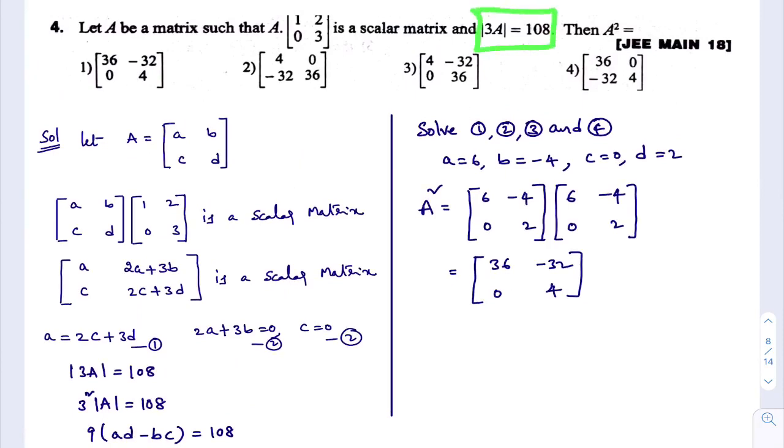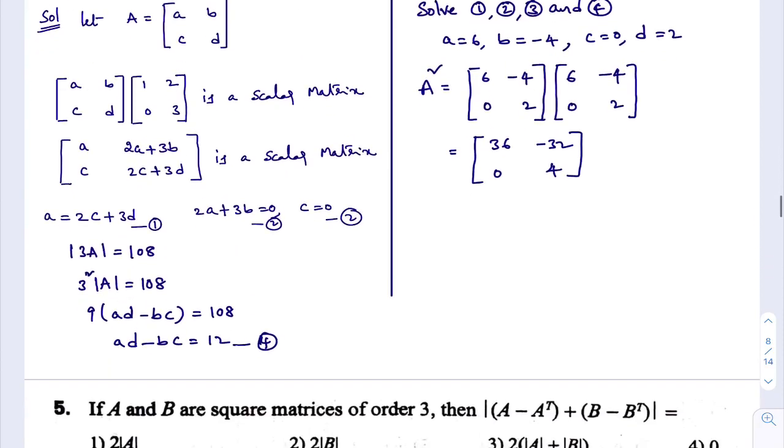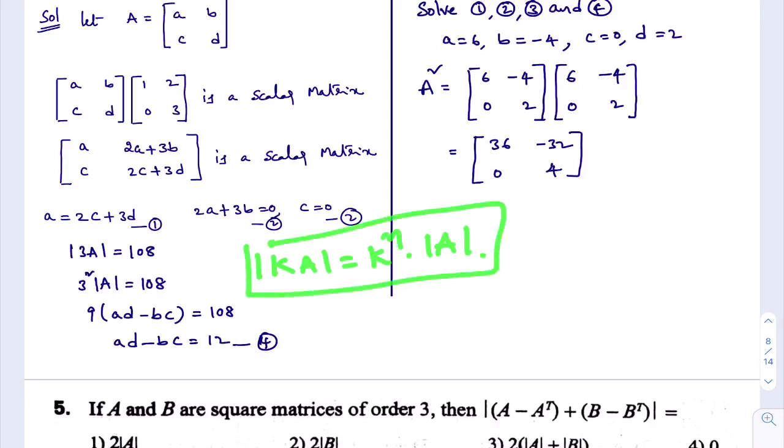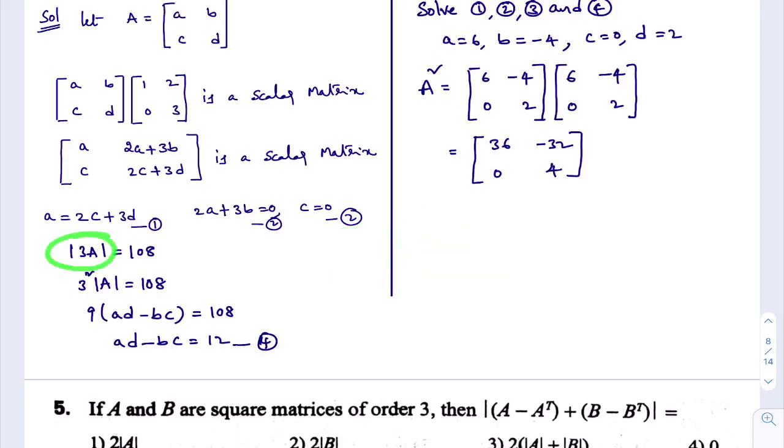And one more thing they given in the question: determinant of 3A equal to 108. See, you know this formula: determinant of KA is K power n into det A. In maths determinants, we used this formula while doing exercise problems also. Determinant of KA is K power n into det A. So determinant of 3A is 3 power n into det A. Here what is n? n is the order of the matrix.